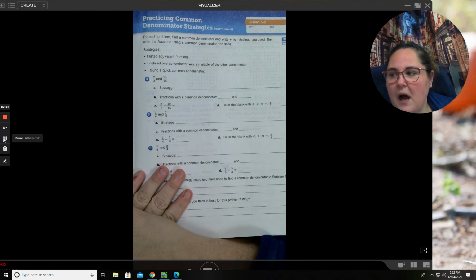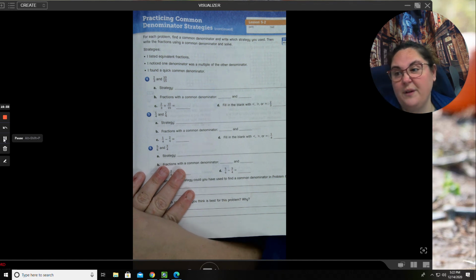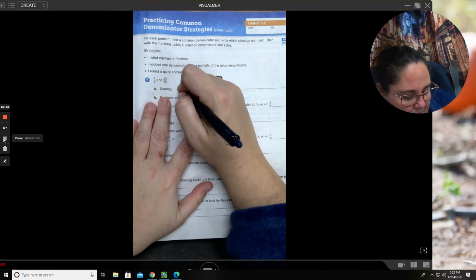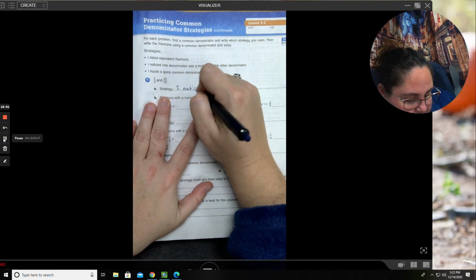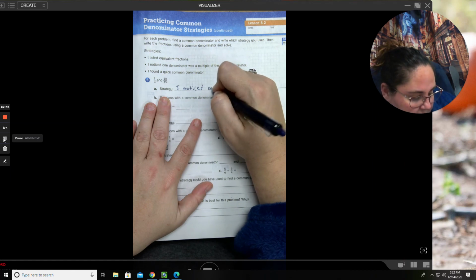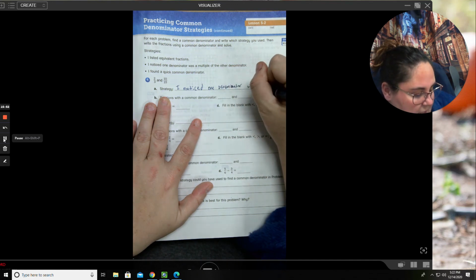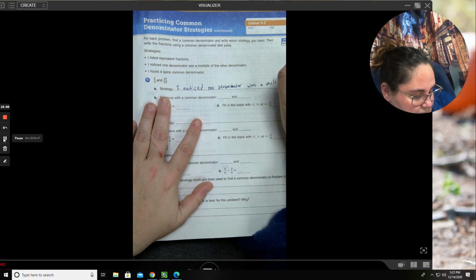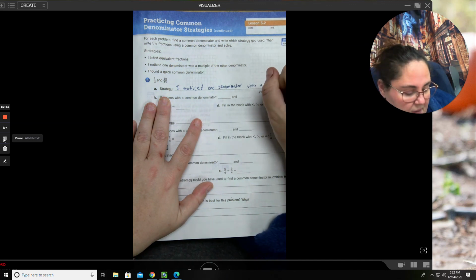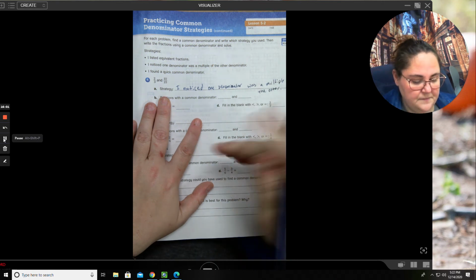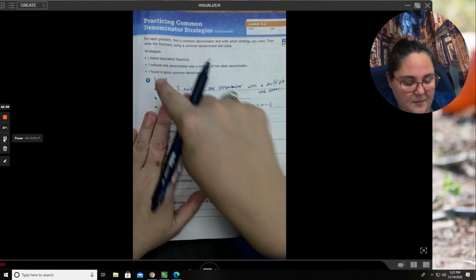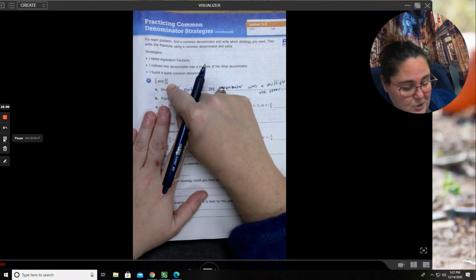Well, I would probably use the number 2 again, because I know that 3 goes into 15, right? Yeah, so the strategy I noticed: one denominator was a multiple of the other. All right, fractions with a common denominator. I'm going to make them both 15. So that means this one I don't have to change.